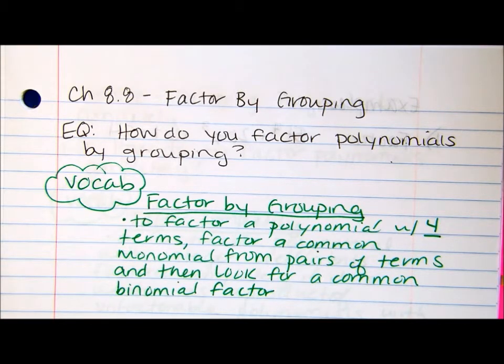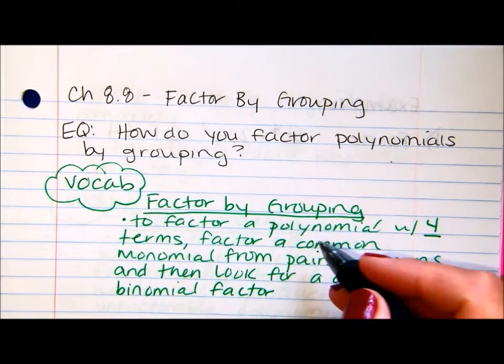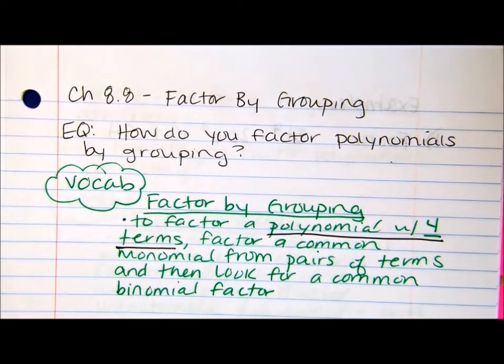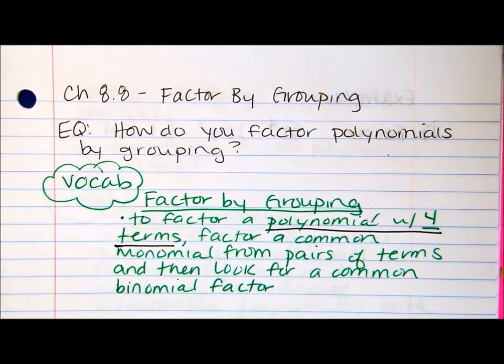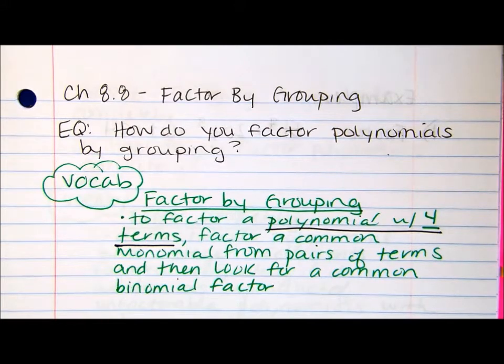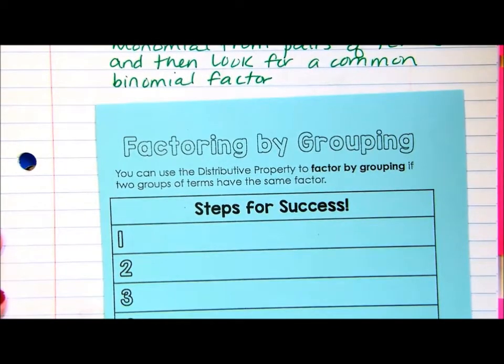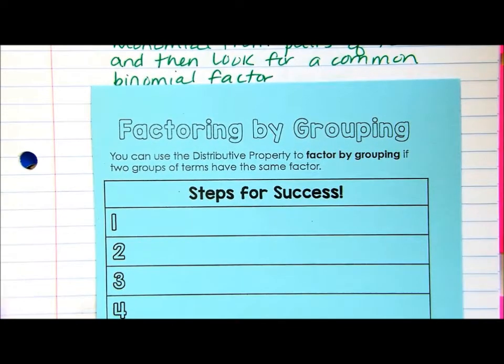So once again, when we factor by grouping, we are factoring a polynomial with 4 terms. This is going to be key for our success. Then once we have those 4 terms, we're going to be factoring a common monomial, that's another word for a greatest common factor, from each term or each grouping of terms from our binomial. Okay? So, in order to have this be successful, I do have some factoring by grouping steps for success. So let's go ahead and let's get this going.